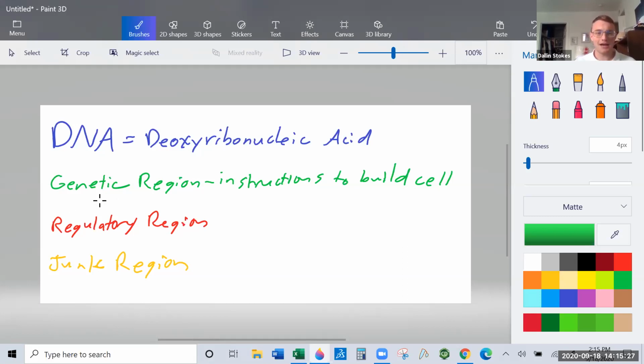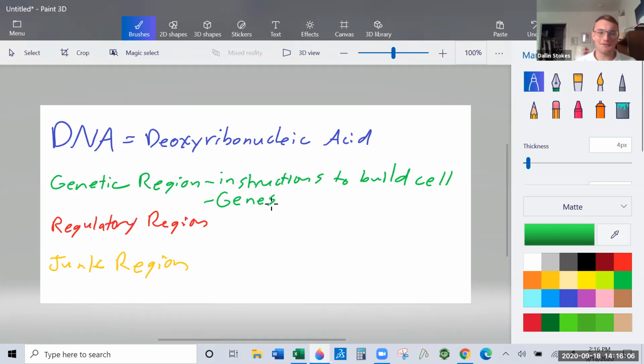Genetic regions have these special pieces in them. They're the specific instruction pieces that are called genes, hence the name genetic region. And the genes are the instructions to build the cell. There are thousands of different genes. The human body has about 23,000 genes in there. And each gene is a recipe of sorts, because the DNA works so nicely with recipes.